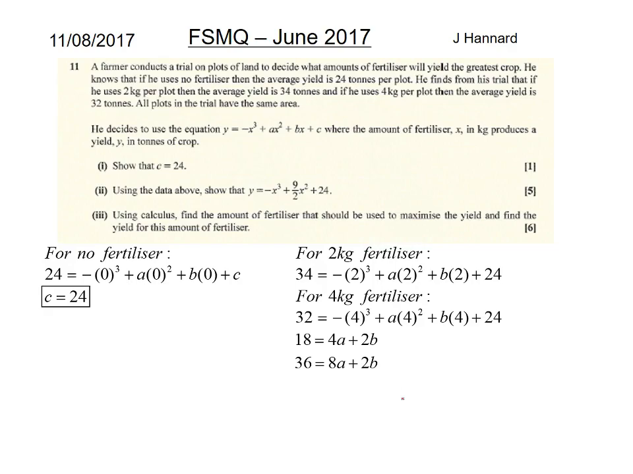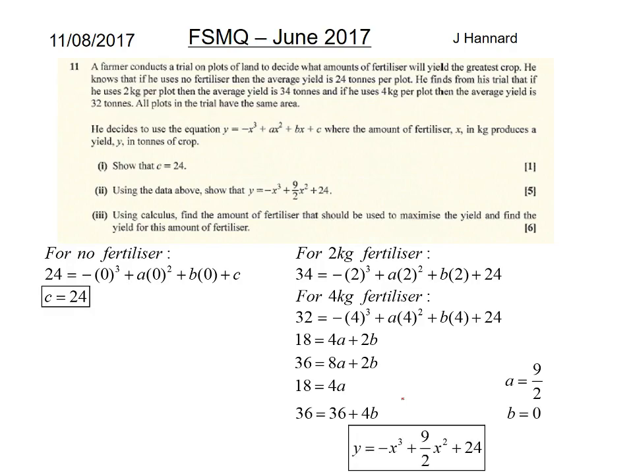Then solve the simultaneous equations, so you get 18 equals 4a. Divide both sides by 4, so a equals 9 over 2. And then put that 9 over 2 back through one of the equations, and you get 36 equals 36 plus 4b, so b is 0. Because the 36s cancel out, you've got 4b equals 0, so b must be 0.